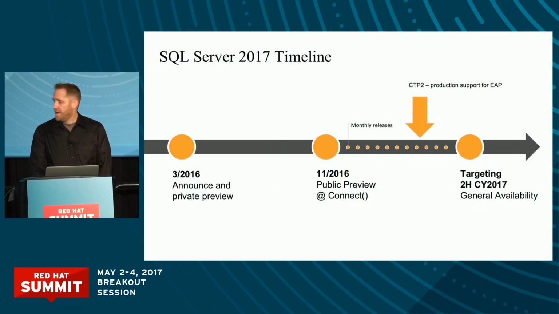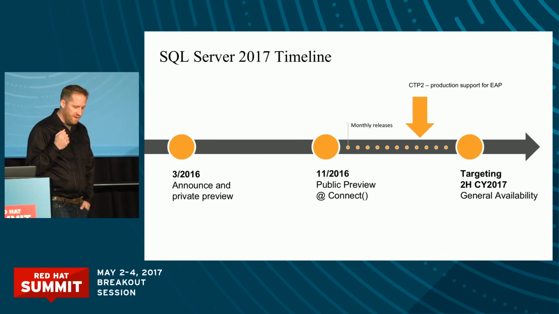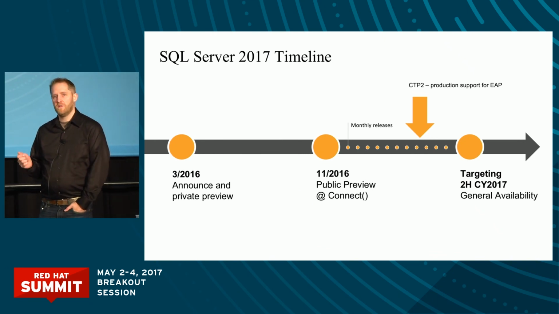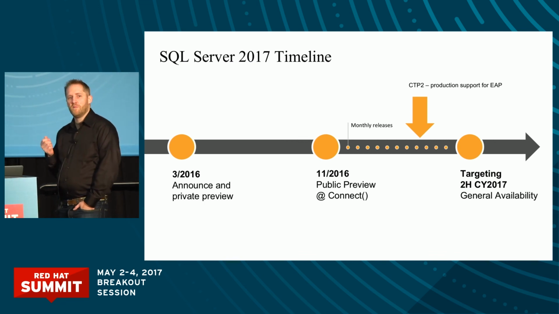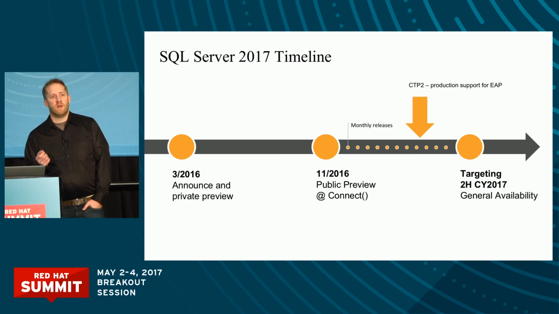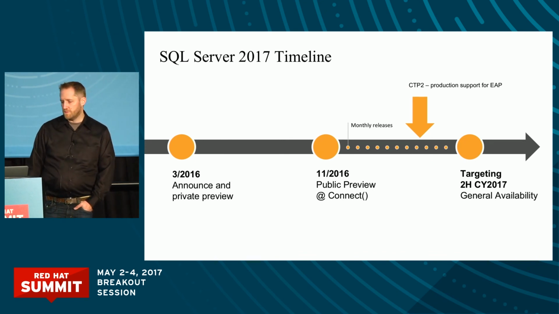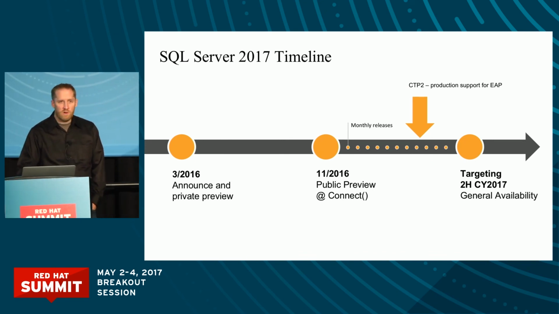Okay, so the road ahead. We are in the community technology preview phase now. We just released CTP 2.0 in the middle of last month. That is our production-ready release. We have customers in our early adoption program that are already in production using SQL Server on Linux. And we're targeting the second half of this calendar year as the final general availability release of SQL Server on Linux.